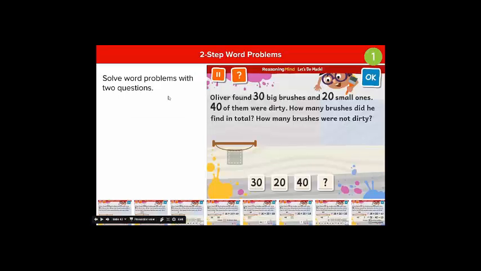The next step in the sequence is to just have a word problem that has two questions. Oliver found 30 big brushes and 20 small ones. 40 of them were dirty. How many brushes did he find in total? How many brushes were not dirty? And you need to know the answer to the first question in order to solve the second question.